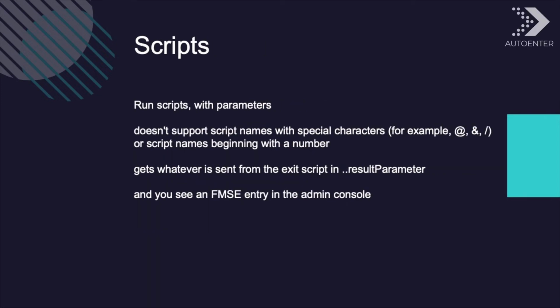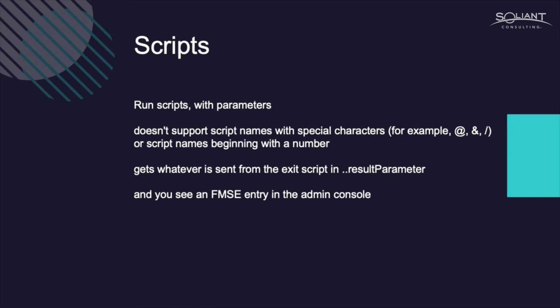OData can run scripts with passed parameters. Naming strategies are always really important. So things with a special character in them, or script names that start with a number, if that's your preference, don't do it, because OData won't be able to run the script. But the great thing is that when you exit a script, if you send any kind of results back, then you get the content of that script result back in a result parameter key in the JSON.